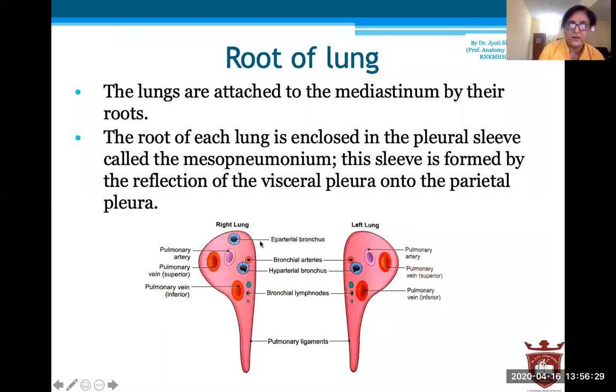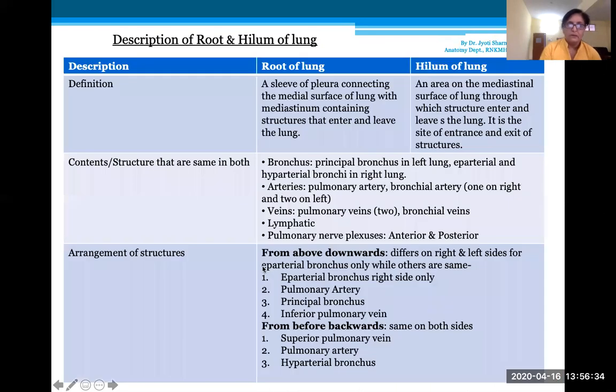We have to see all the structures arranged from above downwards and from before backwards. From above downwards, it differs on right and left side only for the eparterial bronchus, while others are the same. Eparterial bronchus, right side only, pulmonary artery, principal bronchus, inferior pulmonary vein. And from before backwards, we see superior pulmonary vein, pulmonary artery, and bronchus.